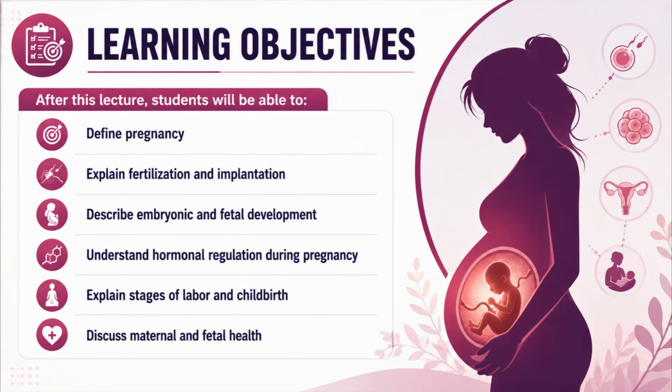Before we begin, let's look at the learning objectives of this lecture. By the end of this session, you will be able to define pregnancy and understand how it begins with fertilization. You will learn the process of implantation, the formation and functions of the placenta, and the major stages of embryonic and fetal development. We will also discuss the hormones involved in maintaining pregnancy, the physiological changes that occur in the mother's body, and the importance of prenatal care. Finally, we will understand the process of labor, childbirth, and lactation. These concepts form the foundation for understanding human reproduction and developmental biology.